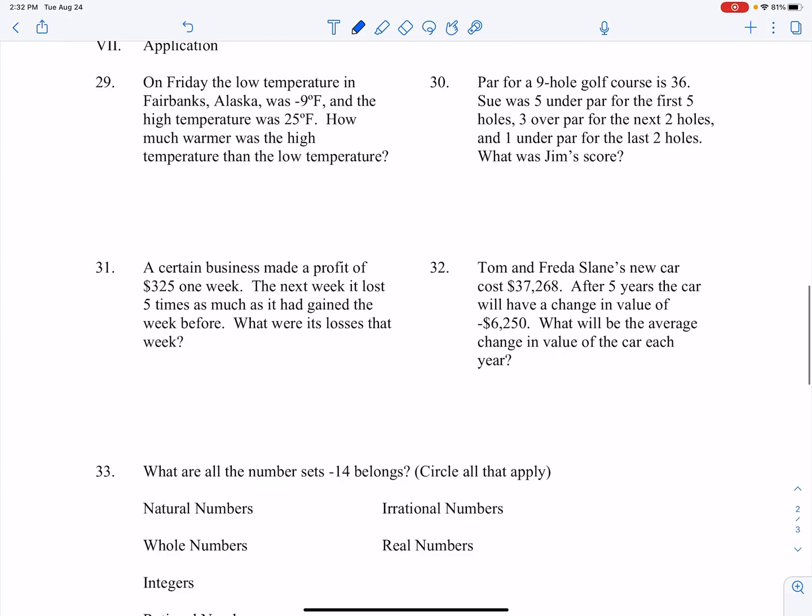So now let's look at the application. On Friday, the low temperature in Fairbanks, Alaska was negative 9 degrees Fahrenheit. The high temperature was 25 degrees Fahrenheit. How much warmer was the high temperature than the low temperature?